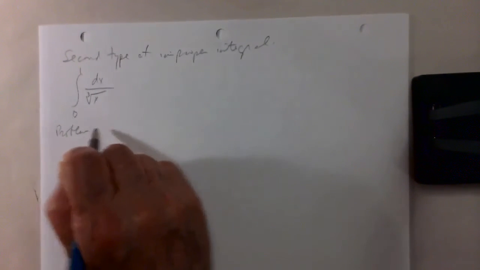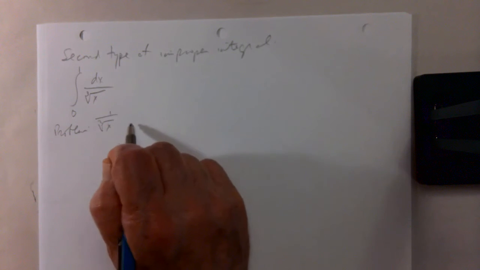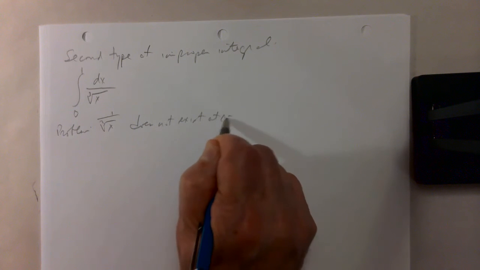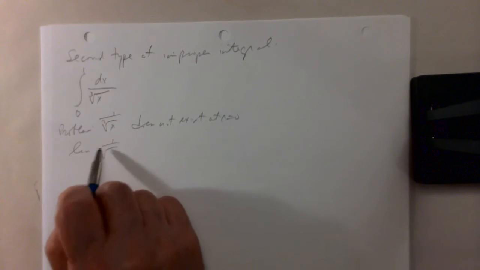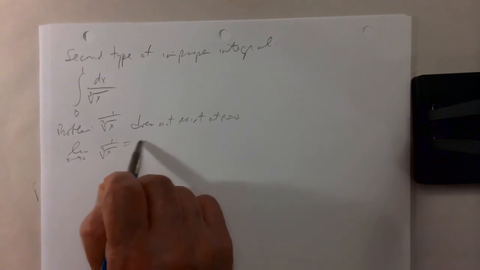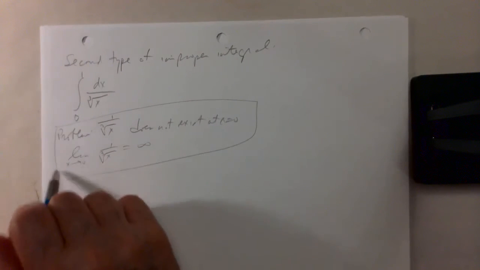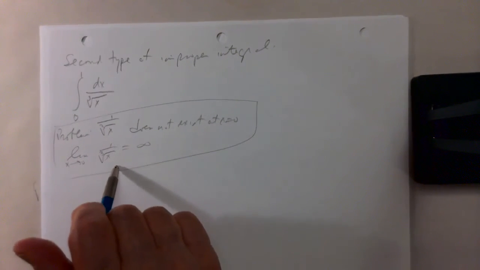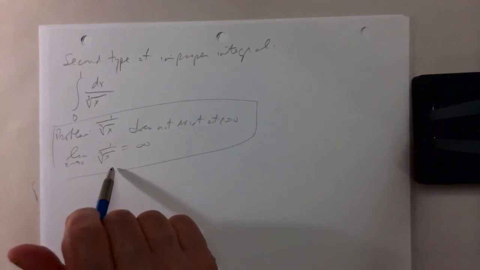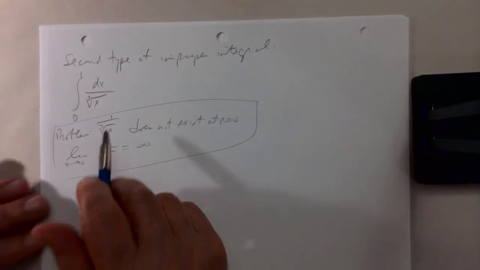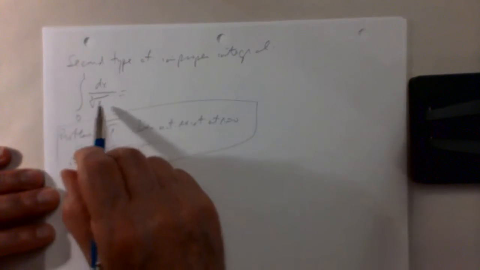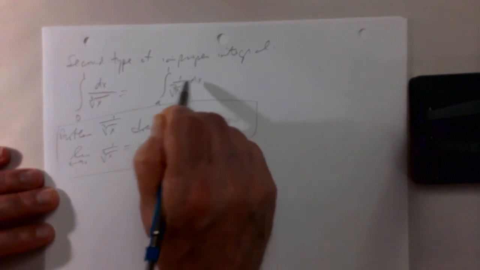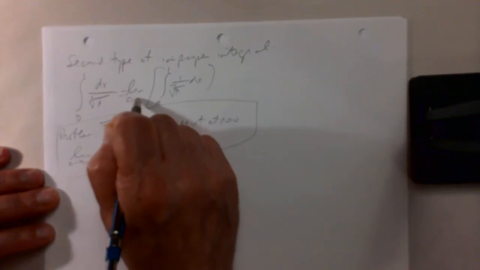So the problem is that 1 over the cube root of x does not exist at x equals 0, and the limit of 1 over the cube root of x as x approaches 0 is infinity. So we have an infinite discontinuity. And what we do in that case is say, okay, what is the problem? The problem is that x equals zero. Suppose I take the integral from a to one of one over the cube root of x dx, and then take the limit of this as a goes to zero.